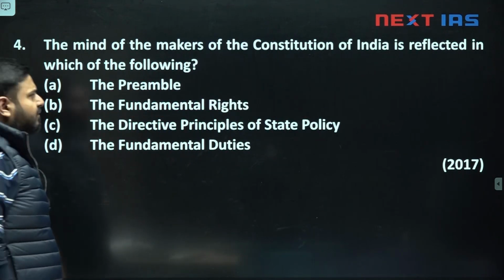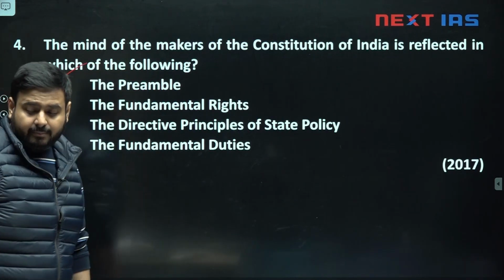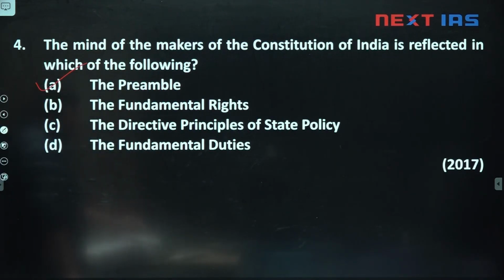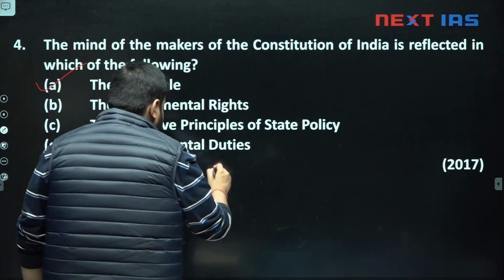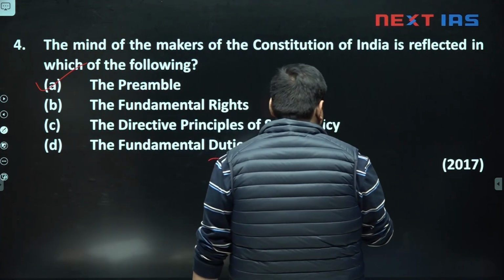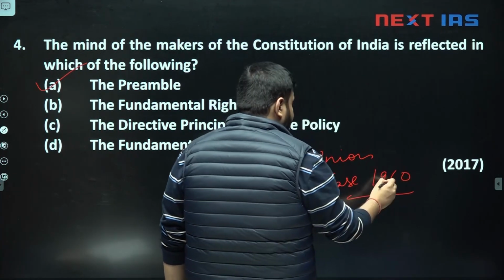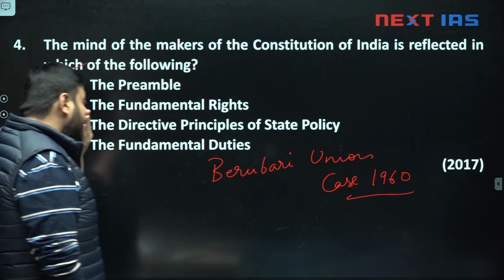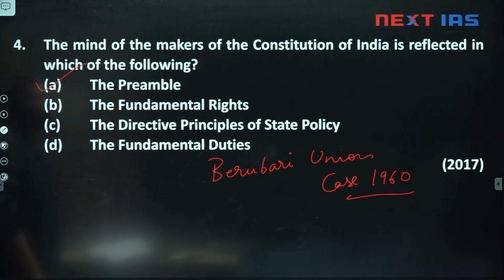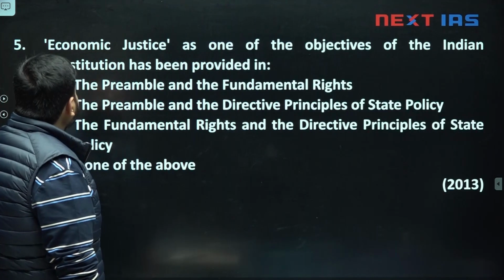The mind of the makers of the constitution is reflected in, a very direct question, the preamble. So the mind of the makers is reflected in the preamble. Okay. This statement was given by the Honorable Supreme Court in the Berubari Union case. In the Berubari Union case 1960, they provided this judgment that the preamble reflects the mind of the makers of the constitution. Okay. Now let us see the next question.